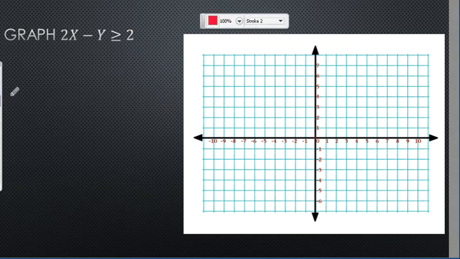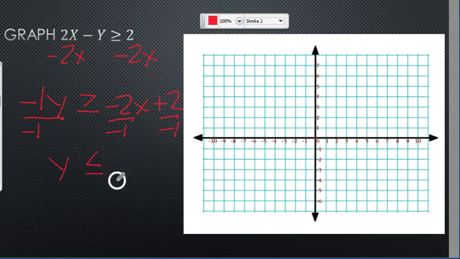So to graph this line using slope-intercept form, our first step is to put our equation into slope-intercept form. So we're going to get the y by itself by subtracting 2x from both sides. Now we have a negative y is greater than or equal to negative 2x plus 2. This is a negative 1 times y. So in order for the y to be all by itself, we have to get rid of the multiplication of negative 1. So we're going to divide by negative 1 on everything. Remember, when you divide by a negative, your inequality symbol flips.